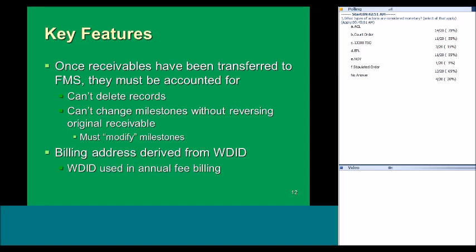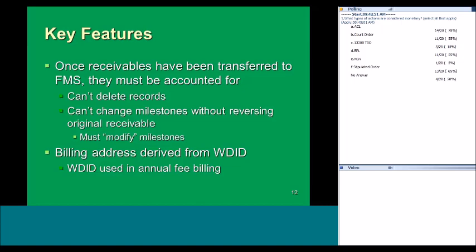So some other key features about the wizard is that once a receivable has been transferred to our financial management system, if you remember back to the diagram we showed a couple slides ago, they must be accounted for. So that means we can't delete records, we can't change milestones without reversing the original receivable. So that means that it seems like the record is locked down a lot more than other record types. And that's true, it is, and hopefully we do that with a conscious decision to do that because of this, because this information has already gone to another system that then needs to be accounted for.